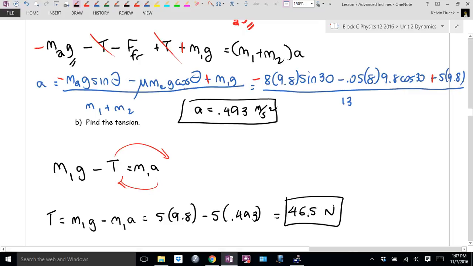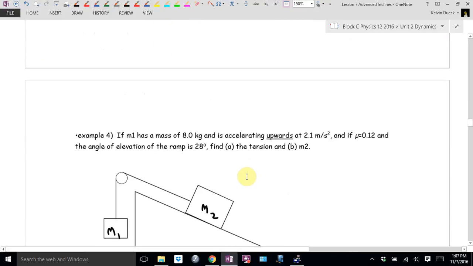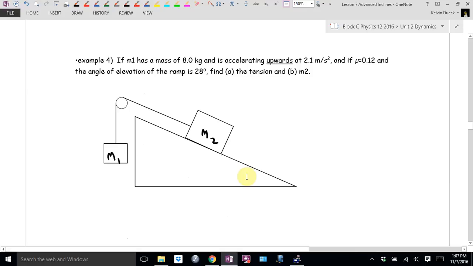Okay. Last one. This is about as tough as I can throw at you. The only way I could make this question tougher was instead of having mass 1 hang straight down, I could have it on a ramp with a different angle, different components. It's really all I can do.